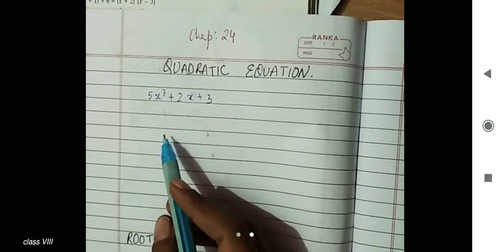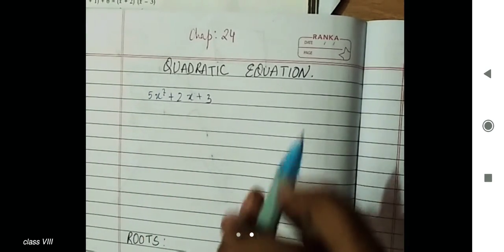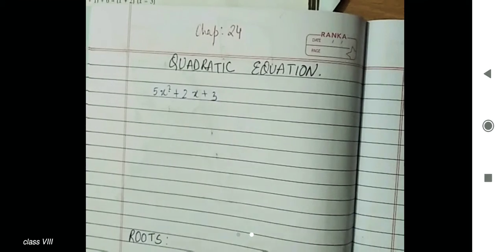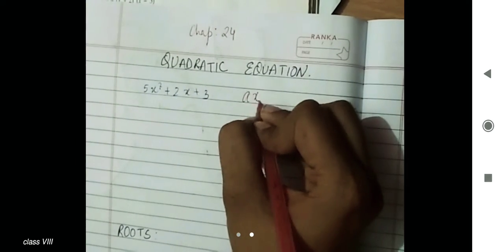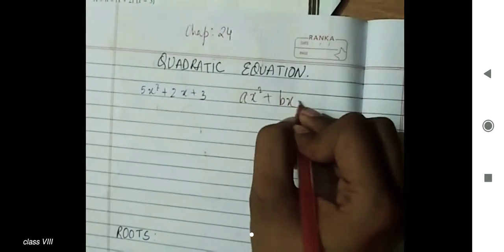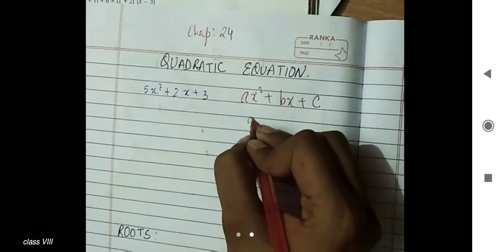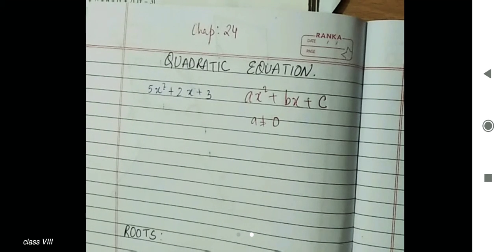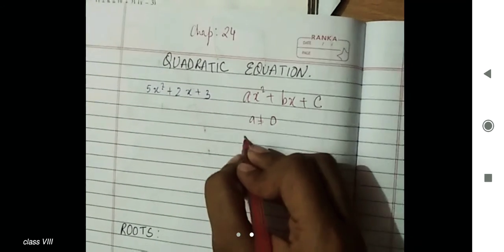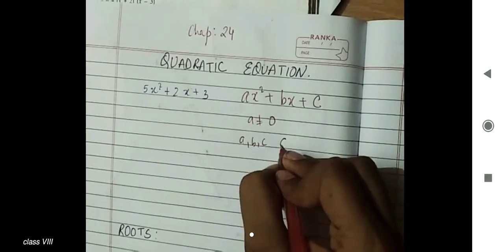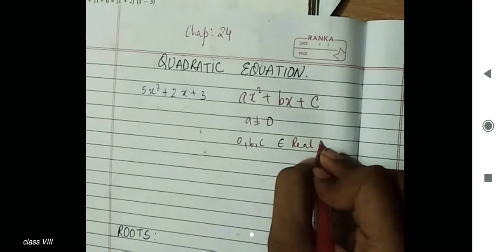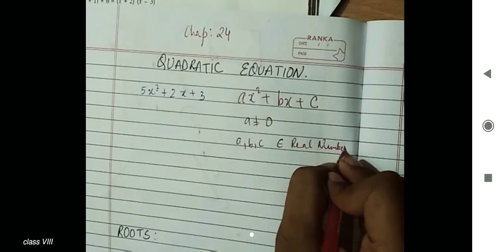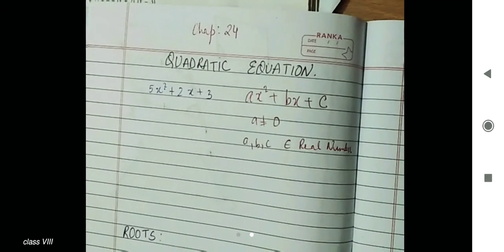And what is the standard form of quadratic equation? Standard form of quadratic equation is ax squared plus bx plus c, where a should not equal 0. This is your quadratic polynomial, or you can say that it is the standard form of quadratic equation, and a, b, c should be real numbers. This is the definition of the quadratic equation.